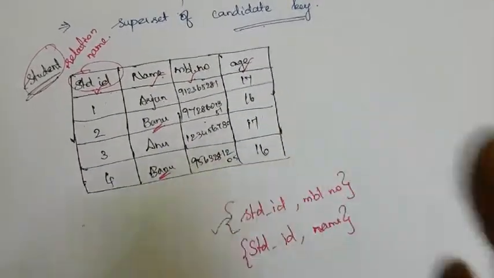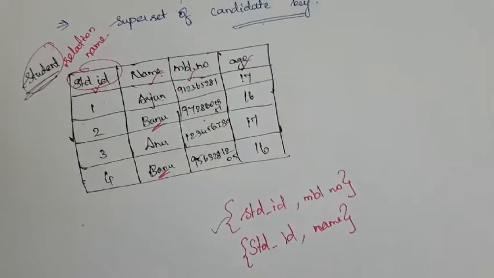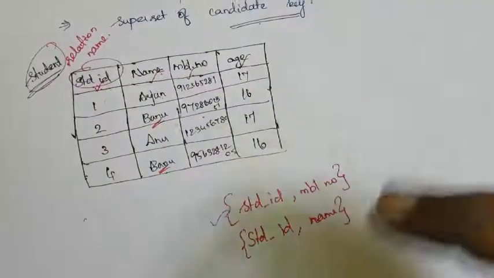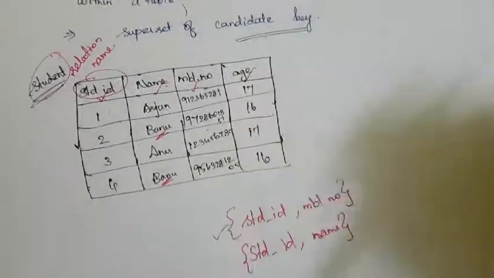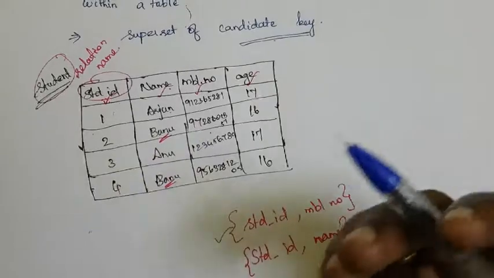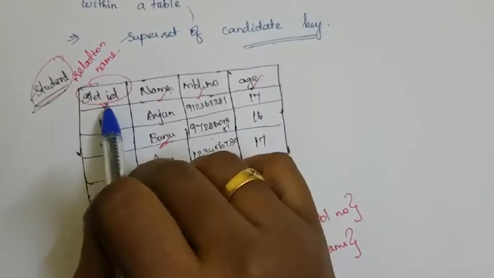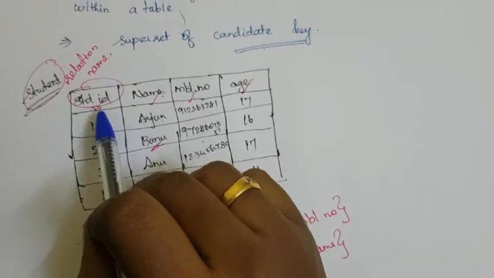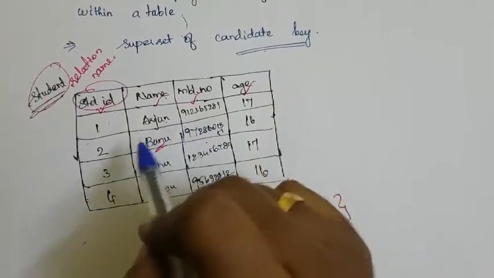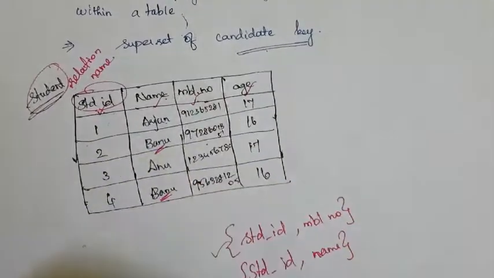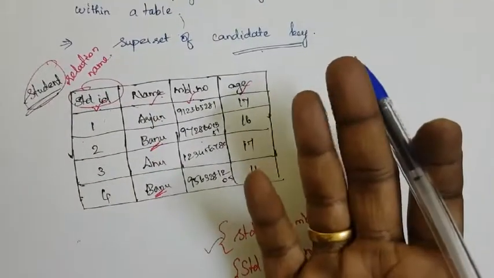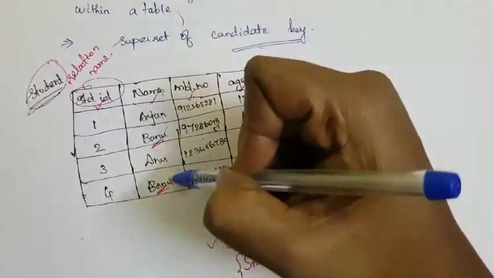Removing any attribute from the candidate key fails in identifying each tuple uniquely. If you remove any attribute from the candidate key, for example, just take mobile number and student ID as the candidate keys, right? If you remove the mobile number, there will be a lag in fetching the data. As well as if you remove student ID, definitely we will not get the unique address, because here also Banu is there, here also Banu is there.